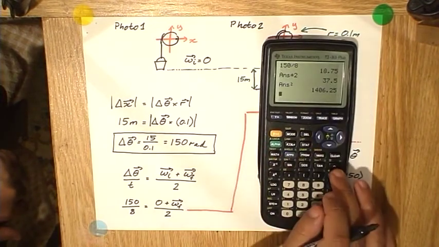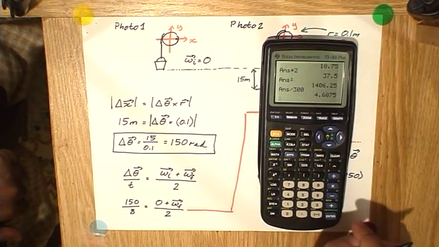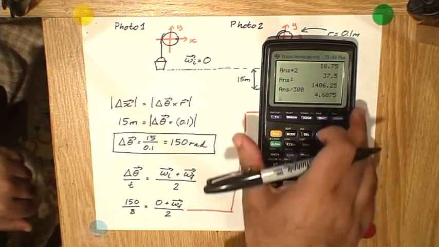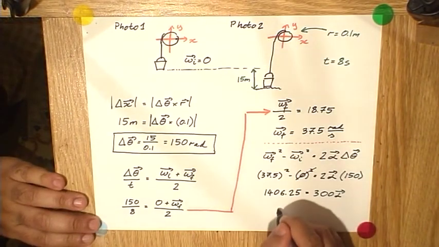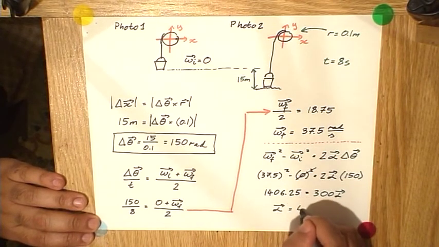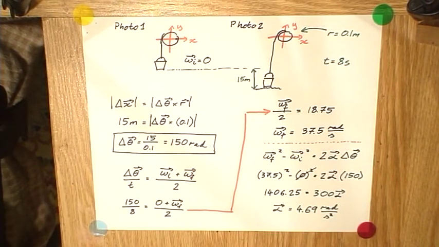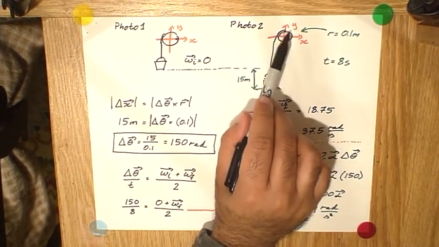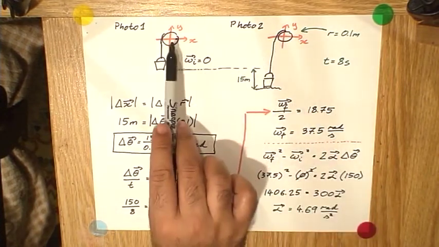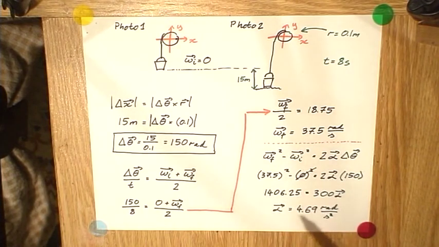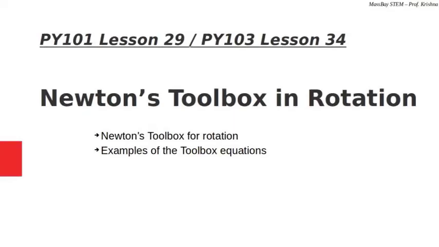Now, just divide both sides by 300, and we get 4.69 radians per second squared. That is the angular acceleration of this disk. Every second, it gains 4.69 radians per second of angular velocity. In this video, we explored Newton's toolbox equations for rotation. In the next video, we will move on to forces in rotation.